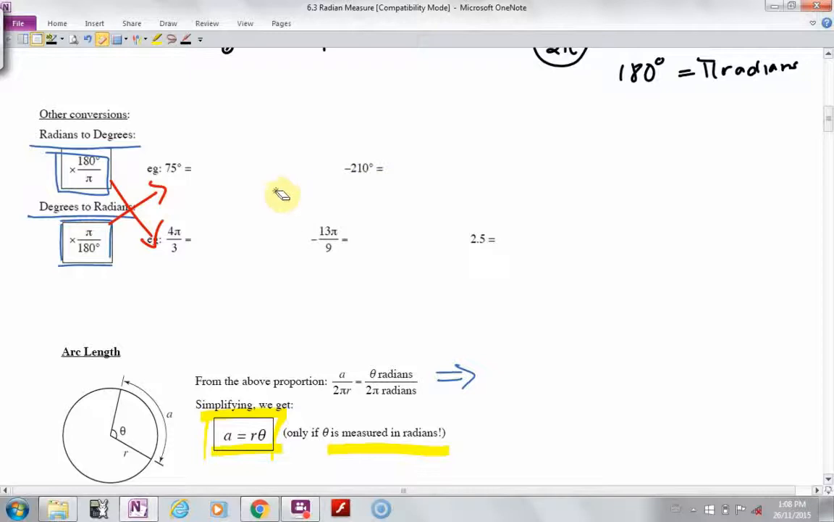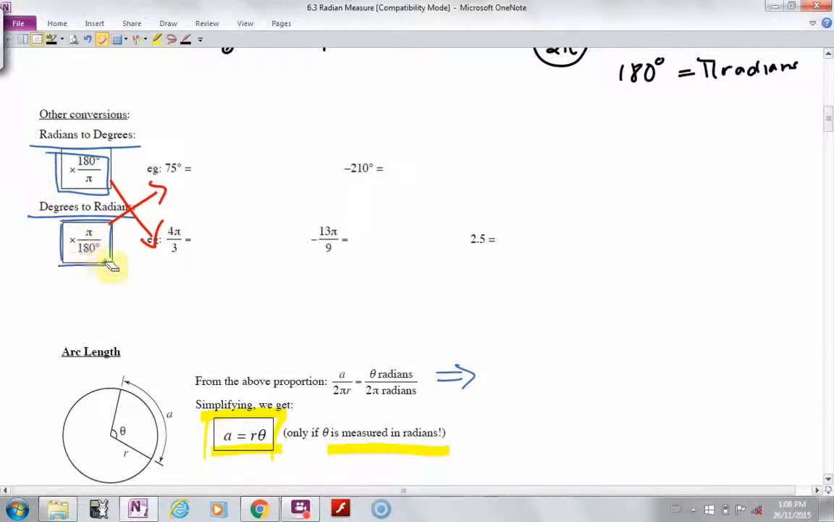Okay? Notice that when we want to convert from radians into degrees, we want to end up with degrees, so we have degrees on top. When we want to convert from degrees to radians, we want to get rid of degrees, so we want the degrees on the bottom so that they'll cancel out.